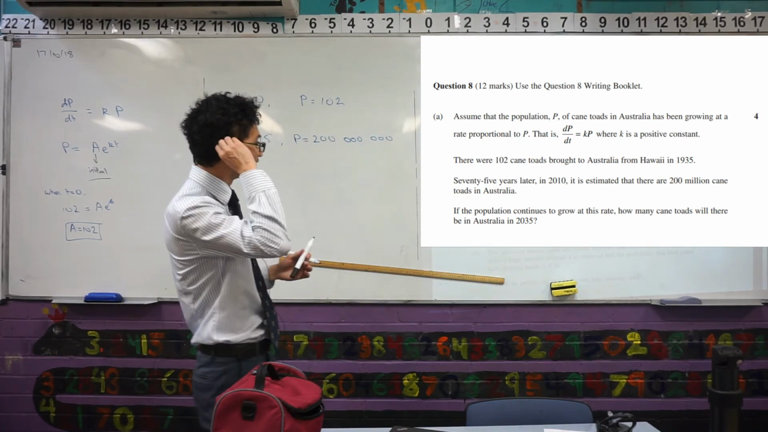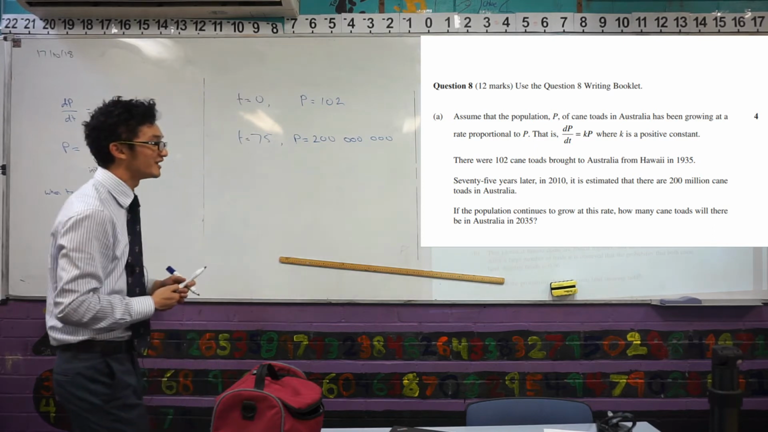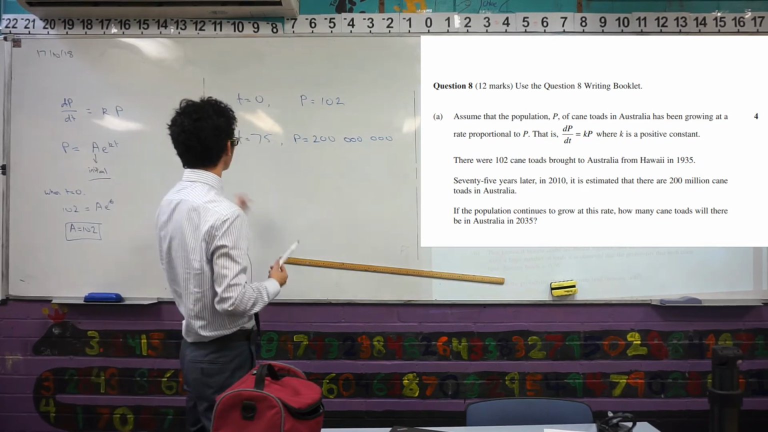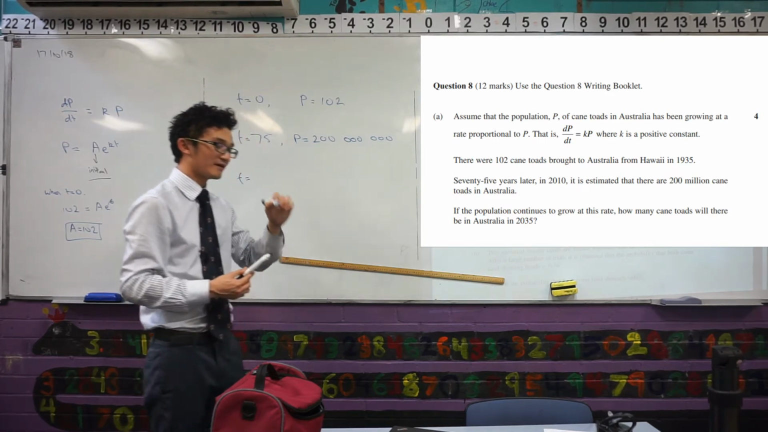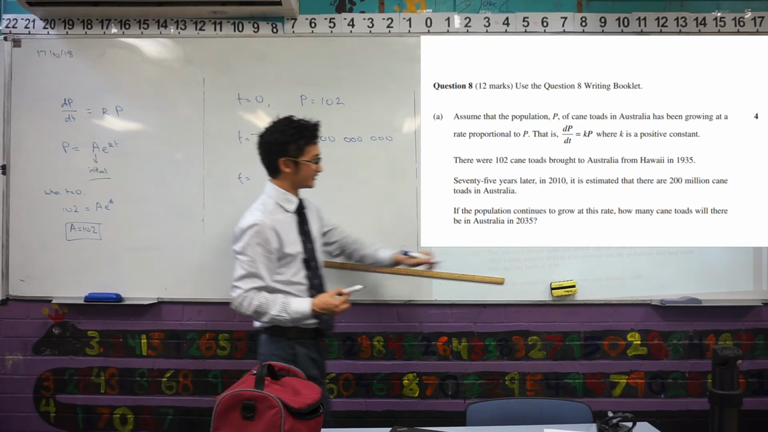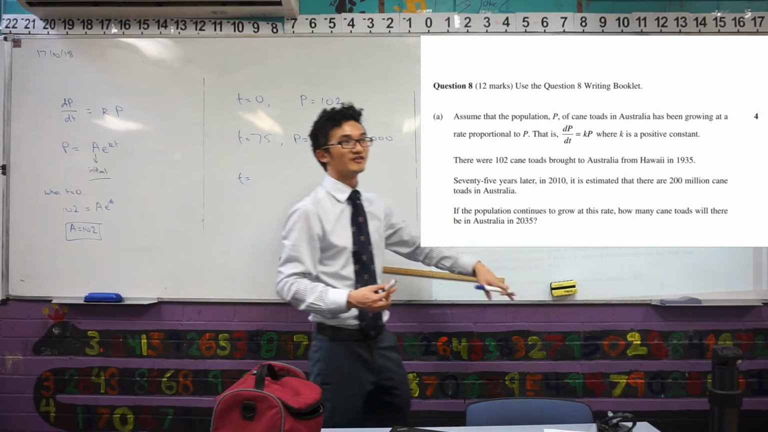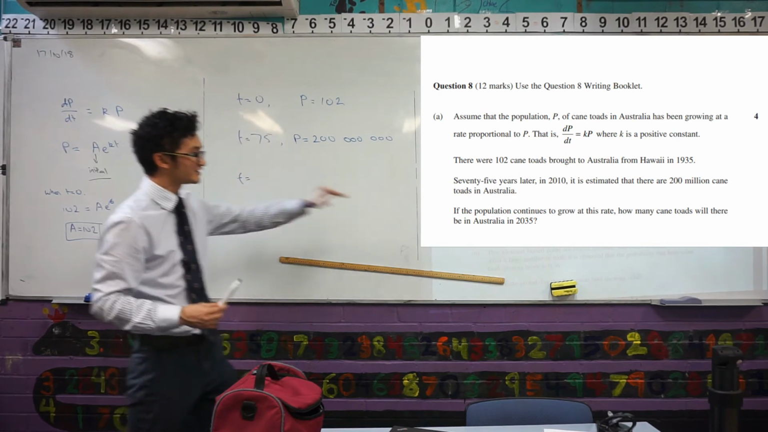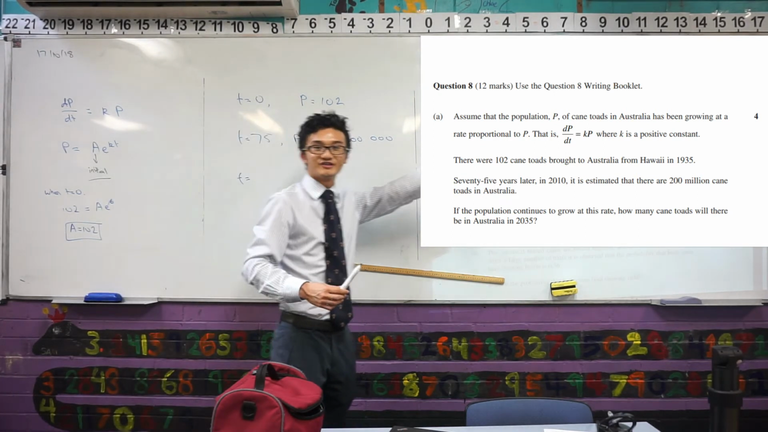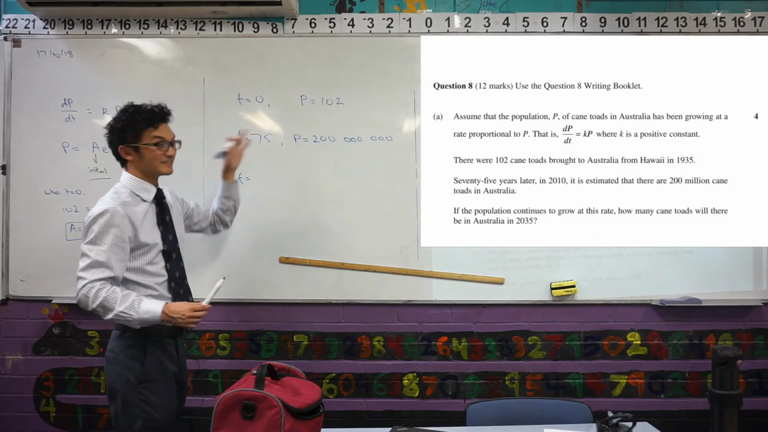And the question is, when the population continues to grow, how many cane toads will there be in 2035? Have a think about what value that means for t. Another mistake that caught a lot of students off guard is they saw 2010 and they saw 2035 and they immediately thought, oh, easy, 25 years, right? Without realizing that actually where are you starting from? Well, you're starting from 1935. So how many years later is that?